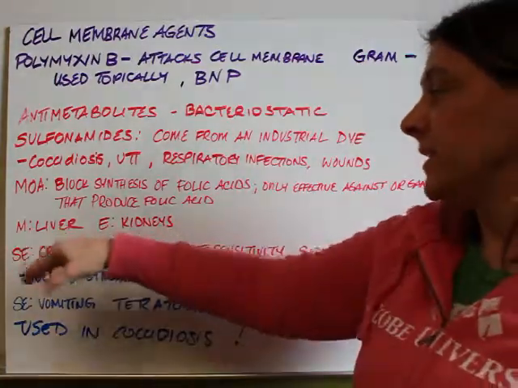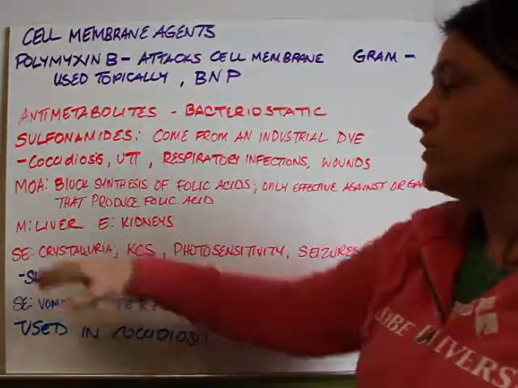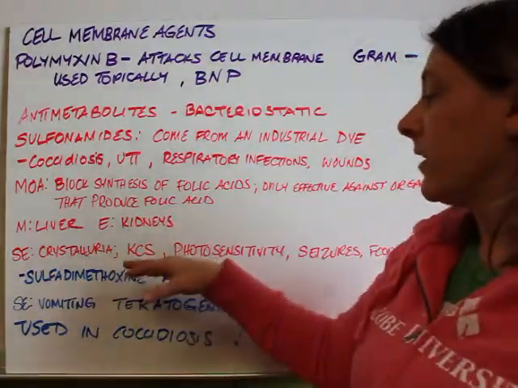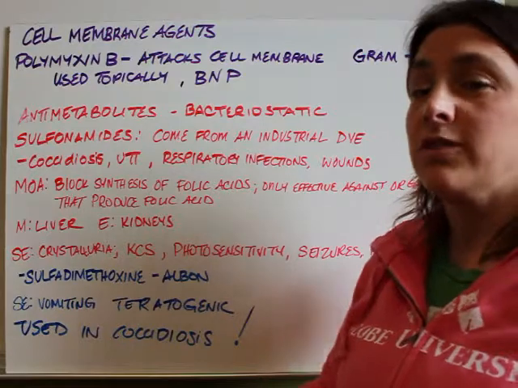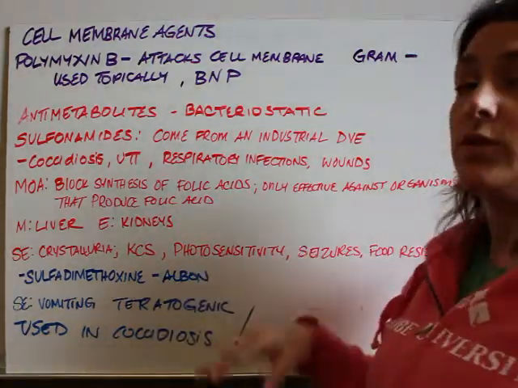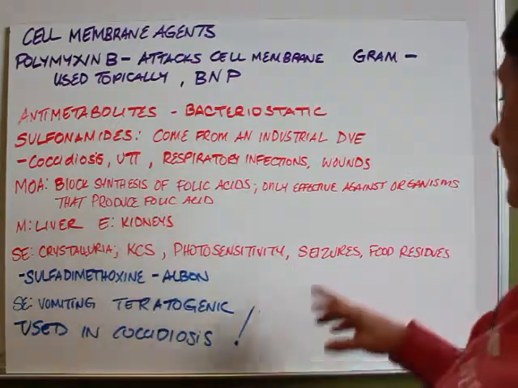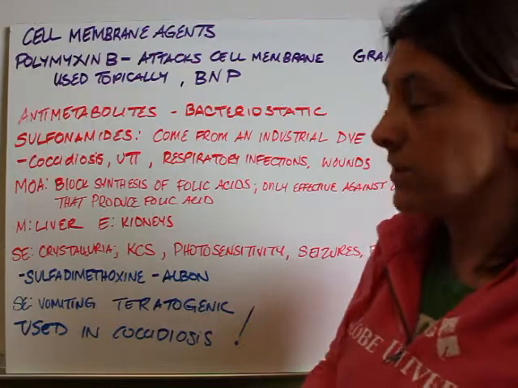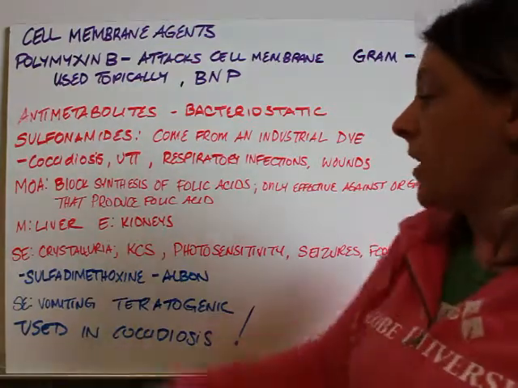It is only effective against organisms that produce their own folic acid. Okay, it's metabolized in the liver, excreted in the kidneys. You do need to worry about crystalluria, KCS, which is keratoconjunctivitis sicca, or dry eye. They can be photosensitive, so they need to stay out of the sun. They could have seizures, and definitely food residues, so don't use this in food-producing animals.